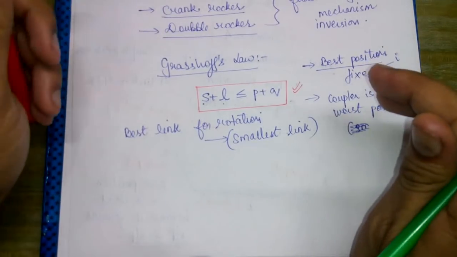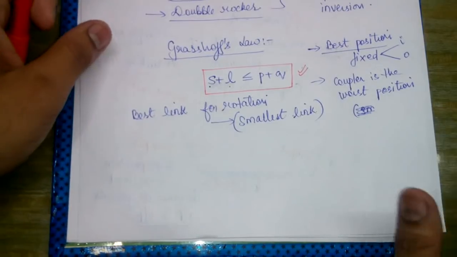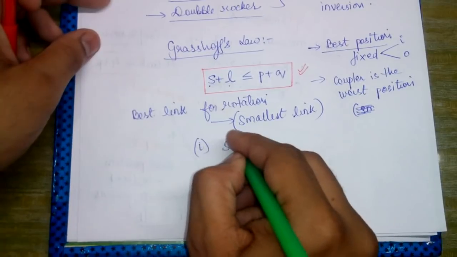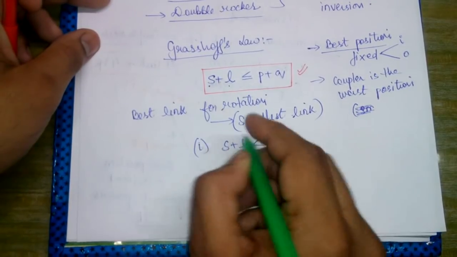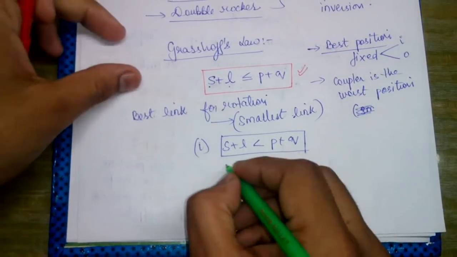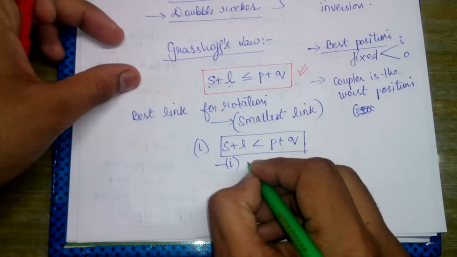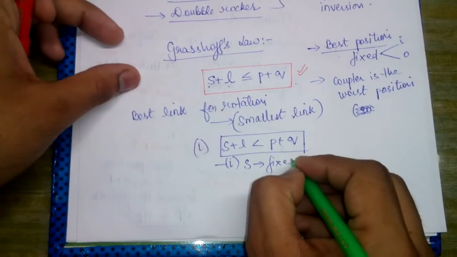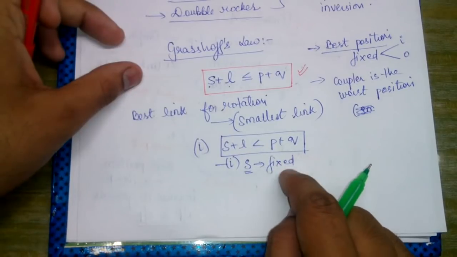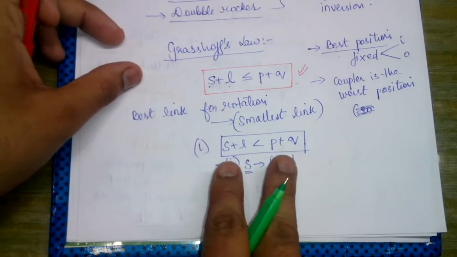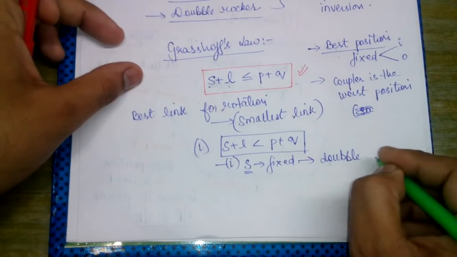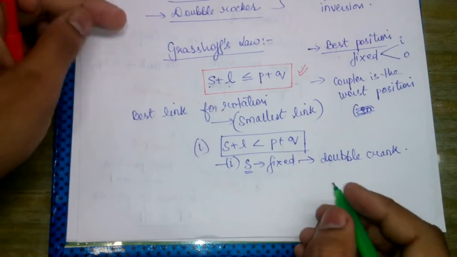So first of all, we have to see whether Grashoff's law is satisfied or not. Now, this law has two conditions. The first condition is S plus L is less than P plus Q. If this holds, then we move further, and there are three sub-conditions. The first sub-condition is if S is fixed. S is the smallest link, which can undergo complete rotation, and fixed is the best position. So the coupler is also the best, and hence it will form a double crank mechanism.